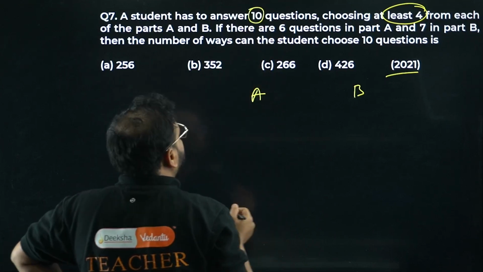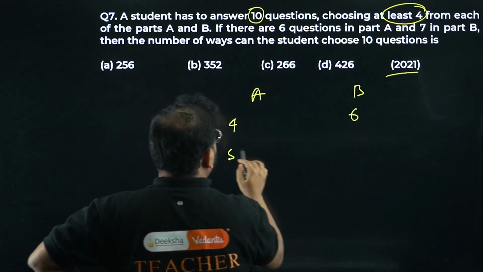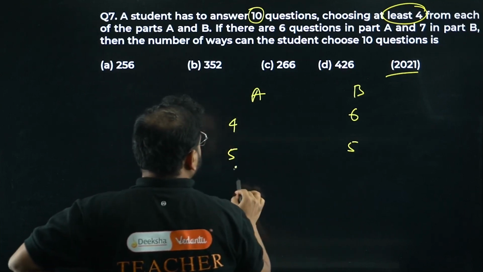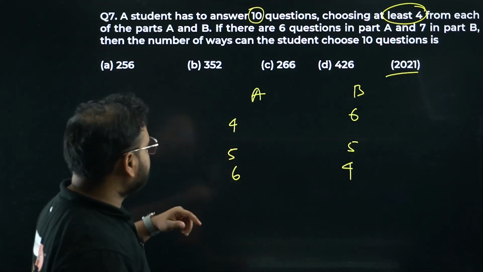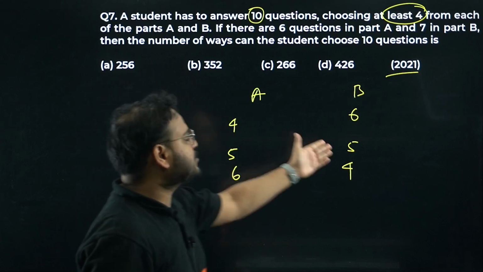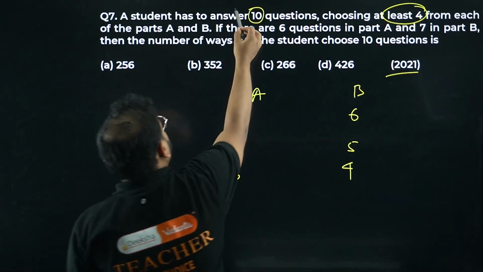It means he can choose 4 here, 6 here, 5 here, 5 here, 6 here, 4 here. Any other possibilities, sir? No. 4 to 6 we can go and 6 to 4 we can go, because we have to make the sum equal to 10. He has to answer 10 questions.